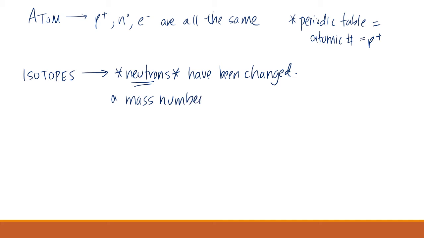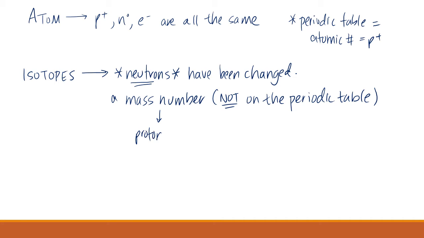And just like we talked about before, the mass number is not on the periodic table. A lot of folks are still pulling numbers off the periodic table for this, and that's not on the periodic table. The mass number is the sum of the protons plus the neutrons. It is always a whole number.